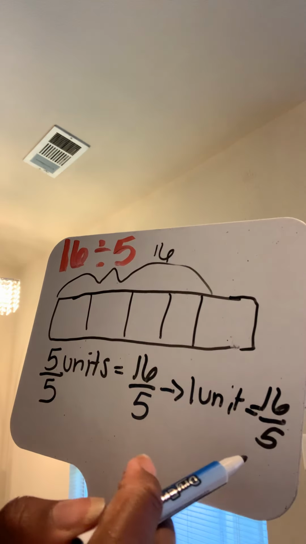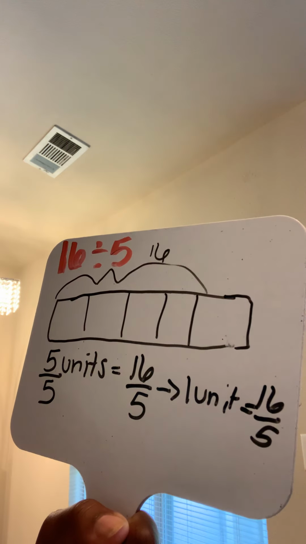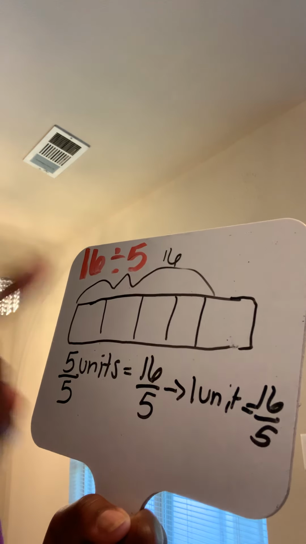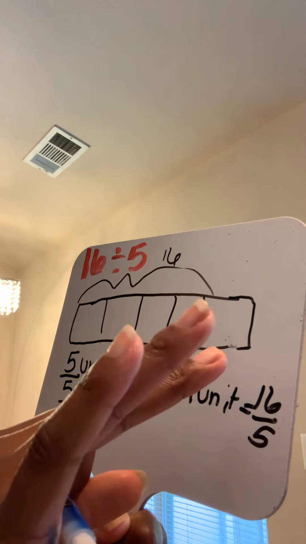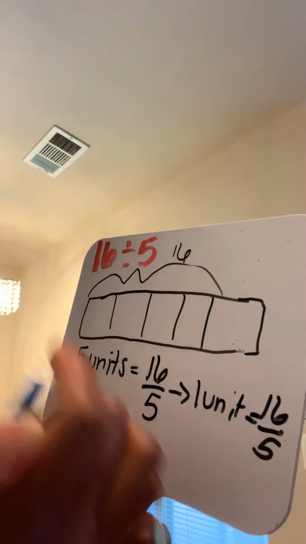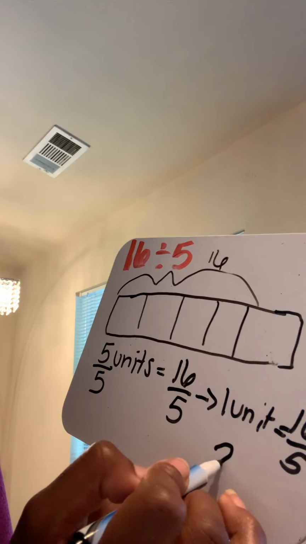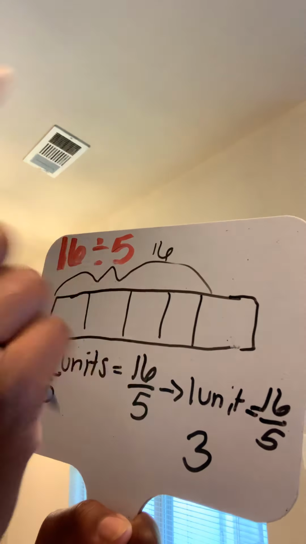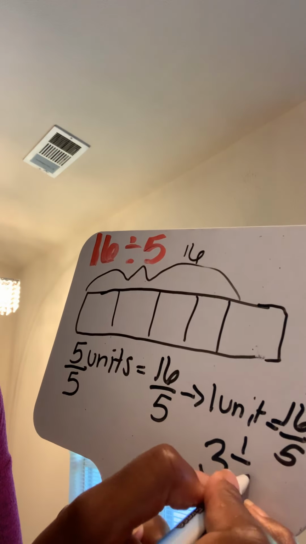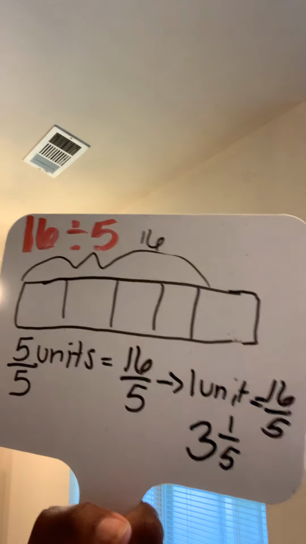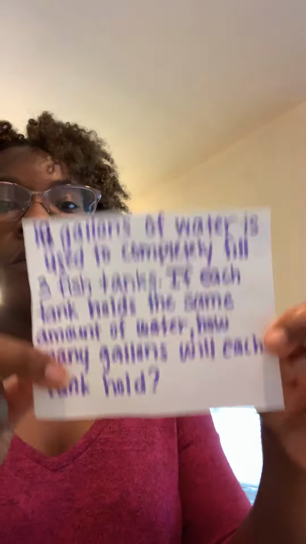So we've got to figure out how many times 5 goes into 16 evenly. So if we use our multiples of 5, we've got 5, 10, 15. We know if we add another 5, we're going to be over. All right? So 5 times 3 is equal to 15. And to get to 16, we've got to add 1 more. So we've got 3 and 1 out of 5, or 3 1/5. Awesome. So this last one is going to be our word problem.